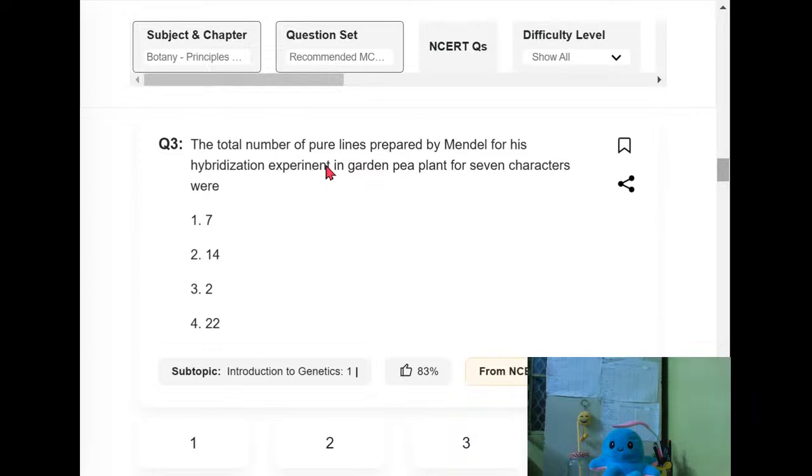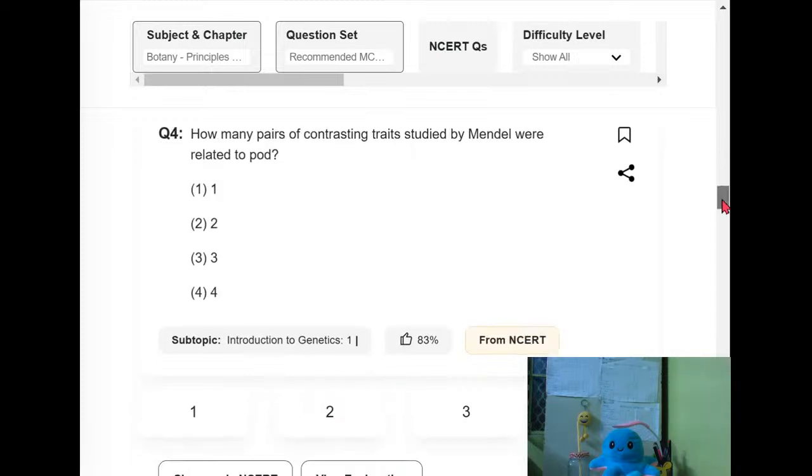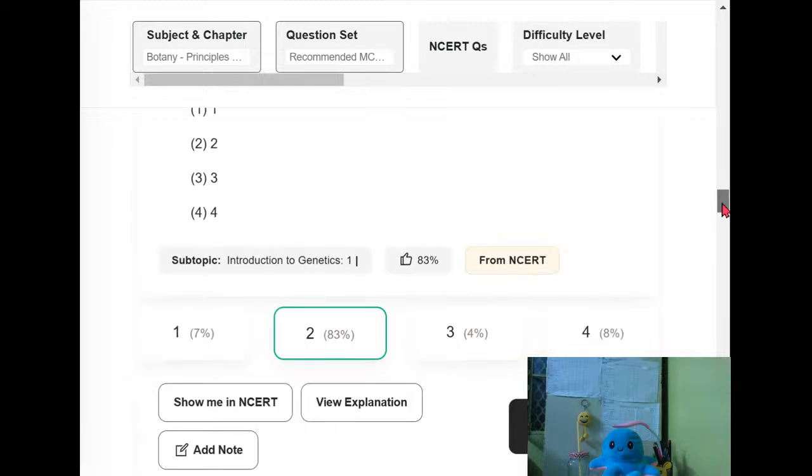The total number of pure lines prepared by Mendel for his hybridization experiment in garden pea plant for 7 characters were 14. Yes. How many pairs of contrasting traits studied by Mendel were related to pod? Two: pod color, pod shape.